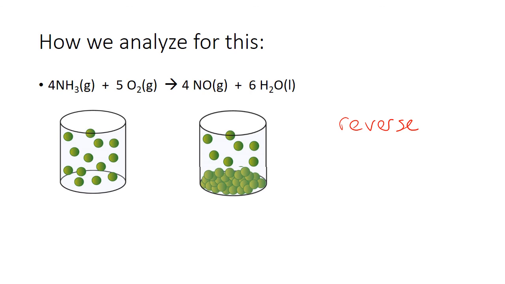So you don't have to pay attention to coefficients unless they're all gases. You don't have to pay attention to what the molecules actually are. It doesn't matter. We're just focusing on those states of matter and which side of the arrow, the reactant side or the product side, has the more chaotic states of matter.